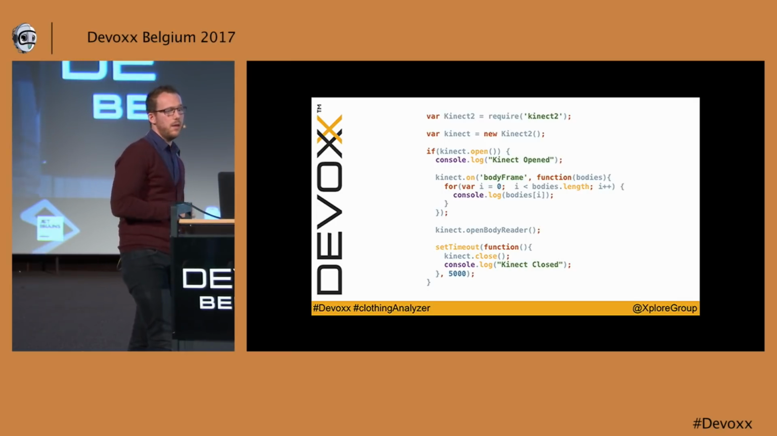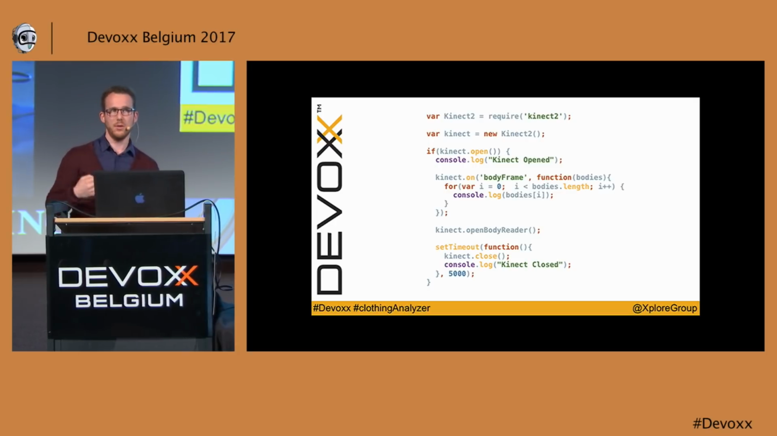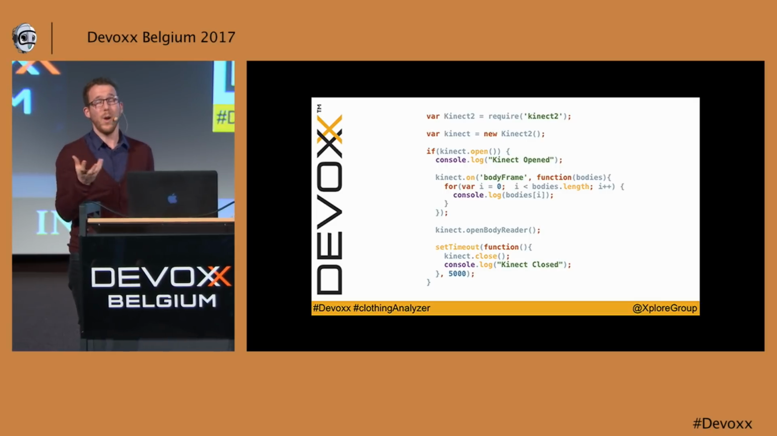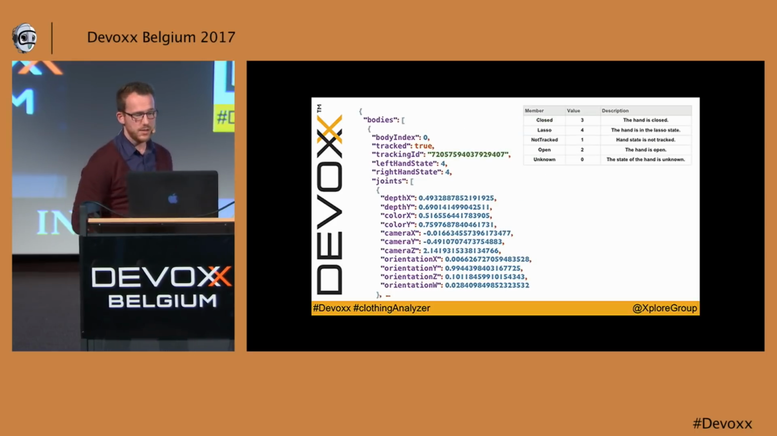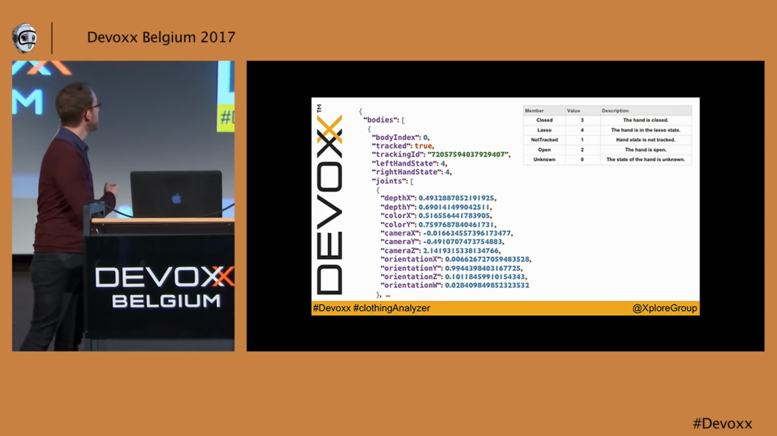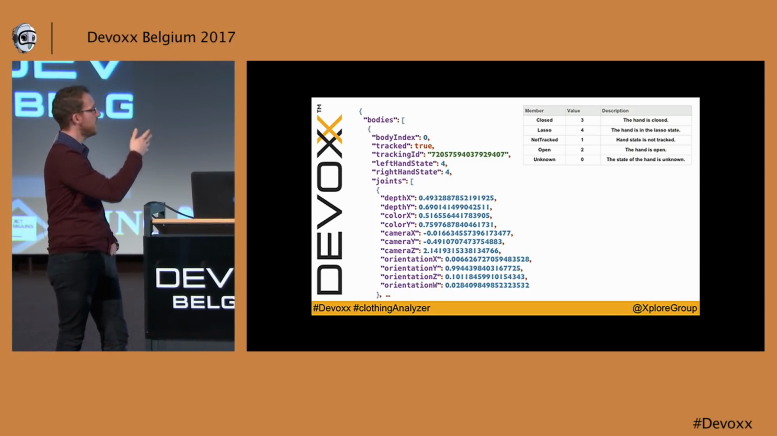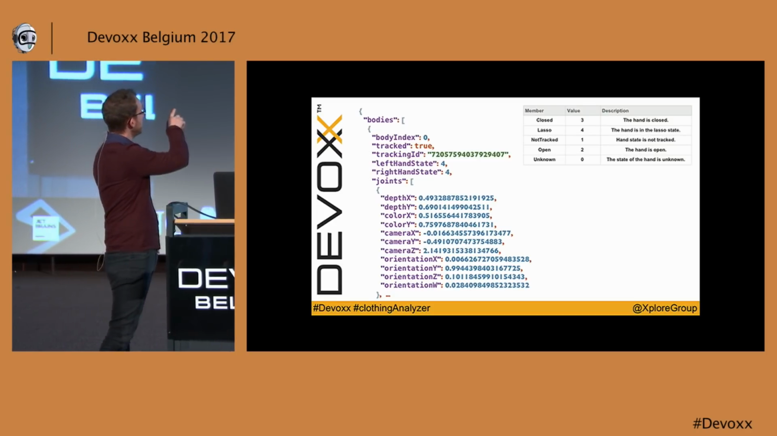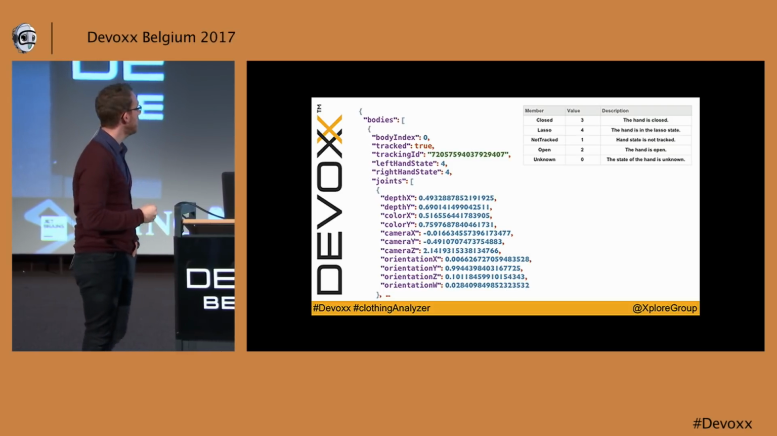And if you get the console log that lists all the bodies, then you know your connection works, and now it's just a matter of finding a way to get that data into your application. So if you look at how this JSON looks, this is body index 0 up to 5 or 6. This basically is tracked, the tracking ID, it's unique, as I said earlier.